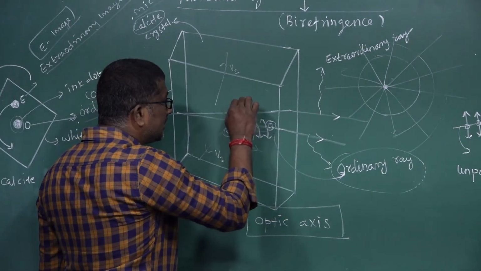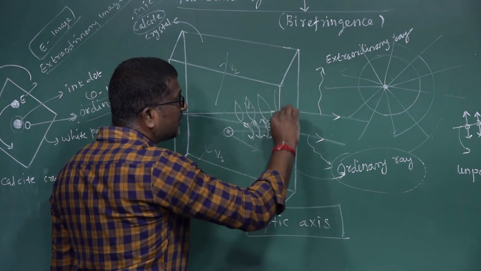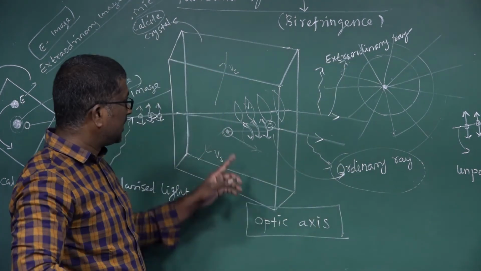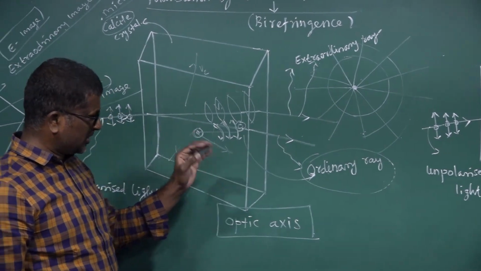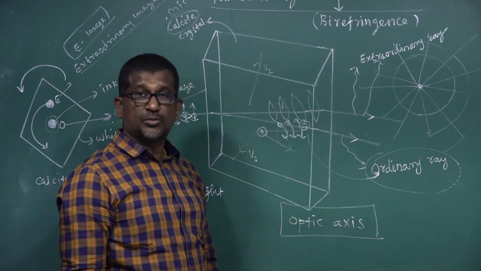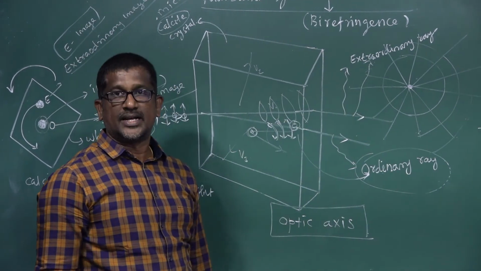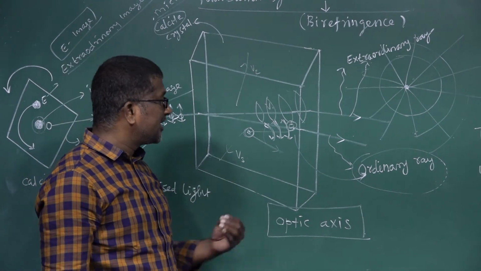And an elliptical wavefront corresponding to the extraordinary ray, right? So inside the double refracting crystal there is a point source. The point source produces a spherical wavefront corresponding to the ordinary ray and an elliptical wavefront corresponding to the extraordinary ray, right?